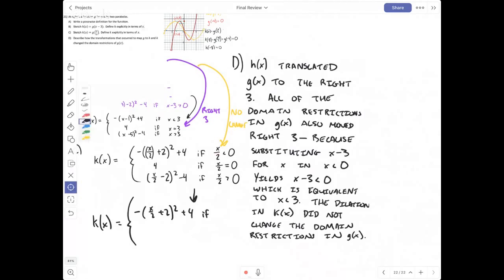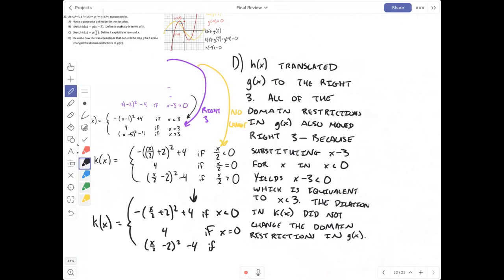What happens when I times by 2 on both sides? Nothing happens to the 0, right? x is less than 0. Again, same thing. Times by 2 on both sides, still just x equals 0. Here, x over 2 minus 2 squared minus 4 if x is greater than 0. So these in the original, which I erased, sorry, were the same as these here.